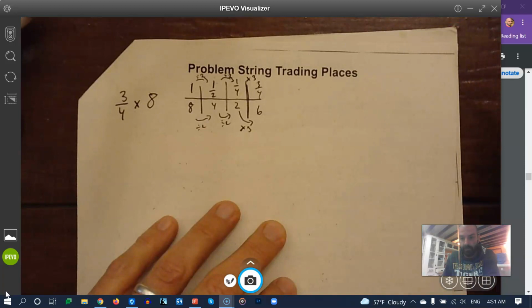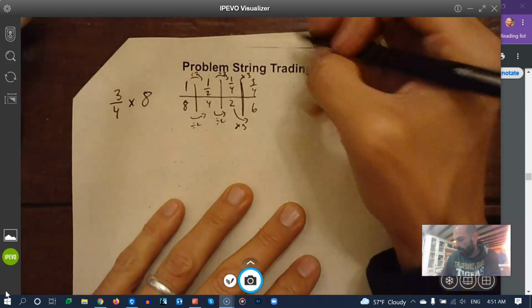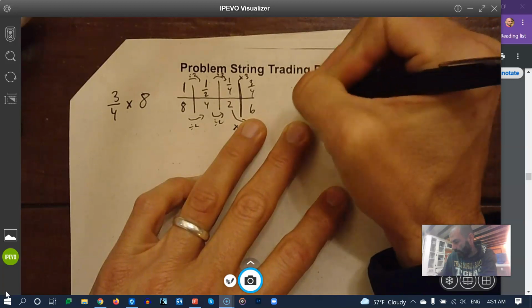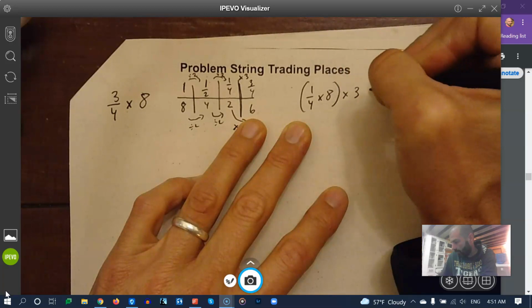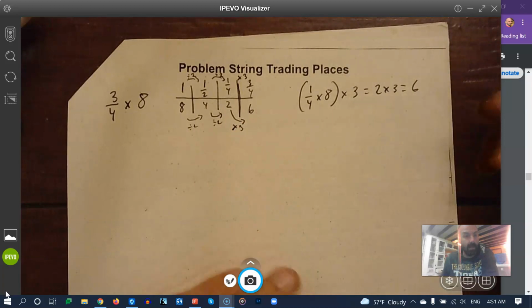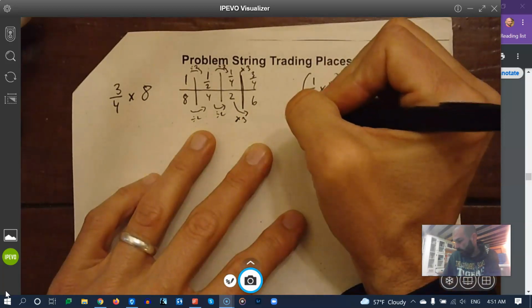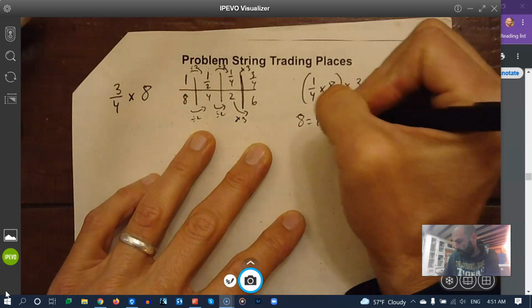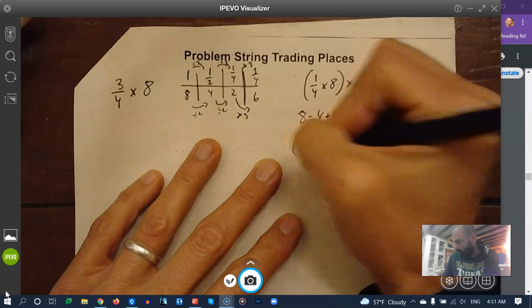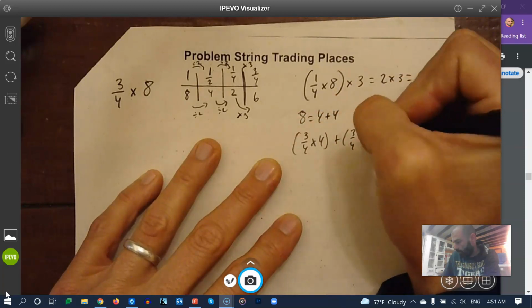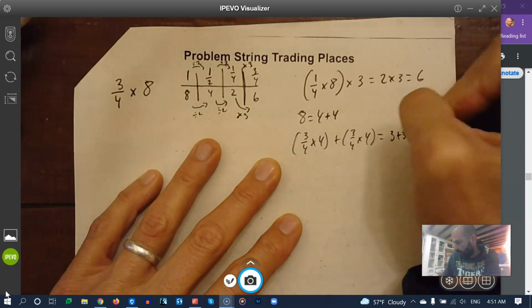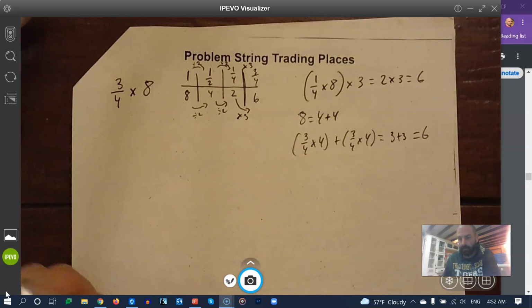Okay, some of you may have done the equation this way, where you have 1/4 of 8, and you multiply that by 3, which is equal to 2 times 3, which is equal to 6. Another thing you could have done is known that 8 equals 4 plus 4, so you could have done 3/4 of 4 plus 3/4 of 4, and that equals 3 plus 3, which equals 6. So any of those would have been a fine thing to do.